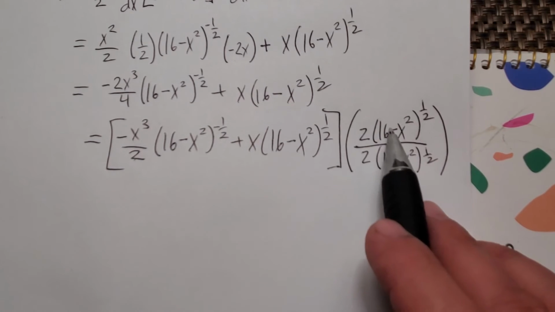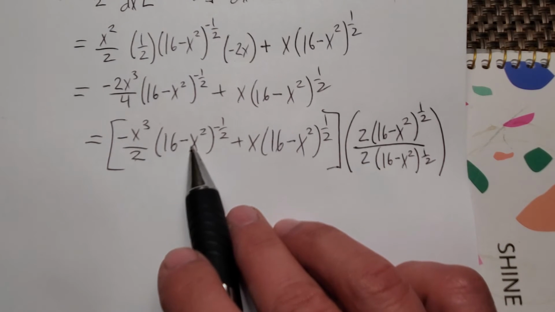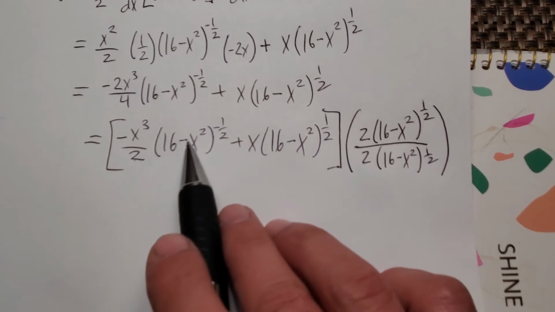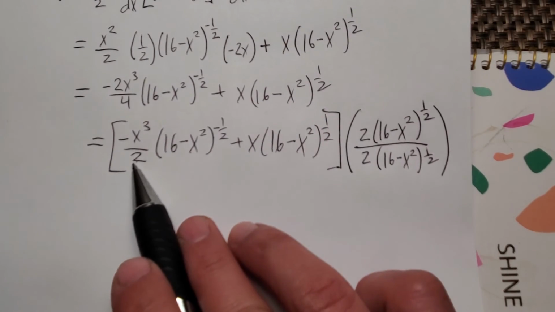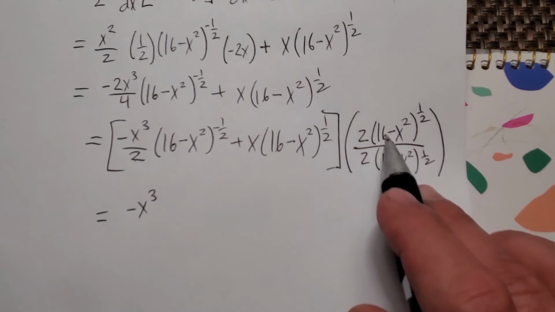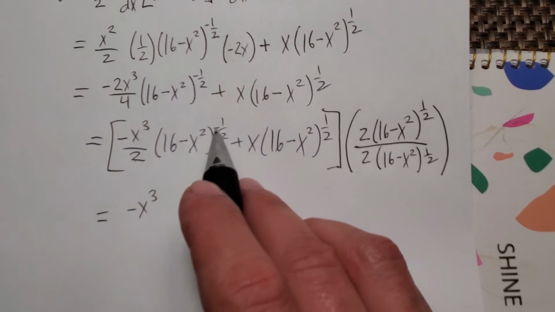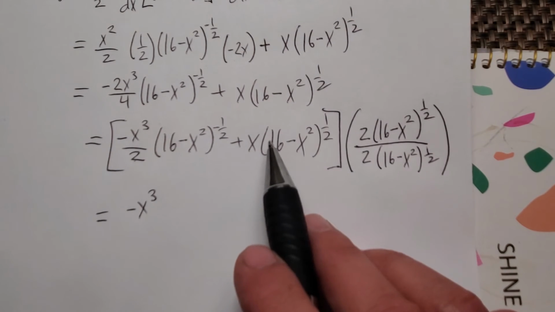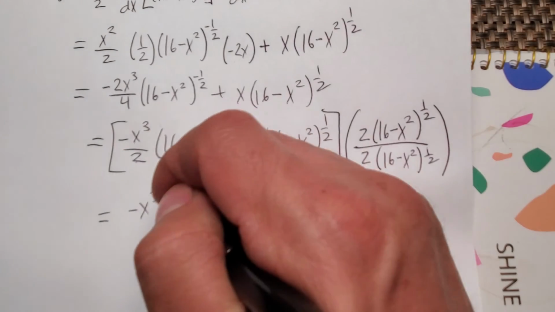The first thing I'm going to do is distribute this whole thing into each of these 2 terms. So what's 2 times 16 minus x squared to the 1/2 times this whole thing? Well, this 2 and that 2 cancel out, so I'm just left with x cubed. And this to the 1/2 times this to the negative 1/2: using the basic properties of exponents, we add the exponents, and negative 1/2 plus 1/2 is 0. So we end up with 16 minus x squared to the 0, which is just 1.